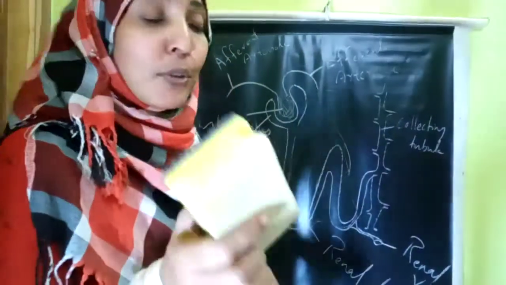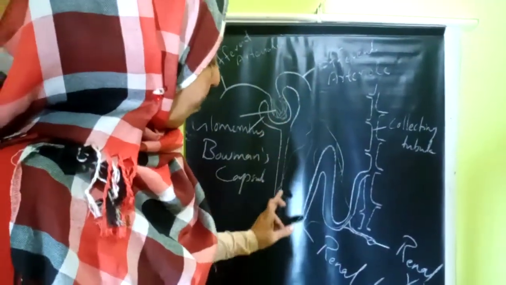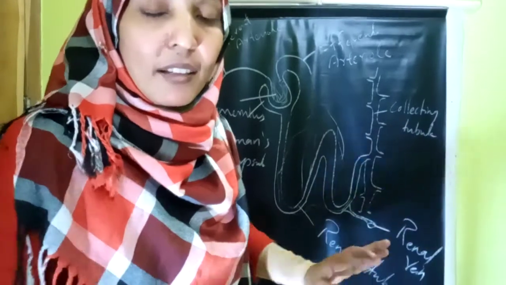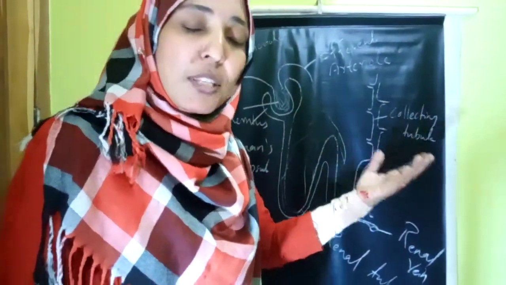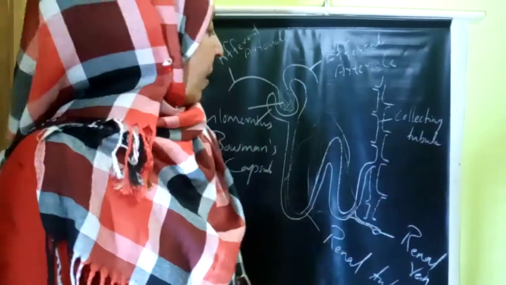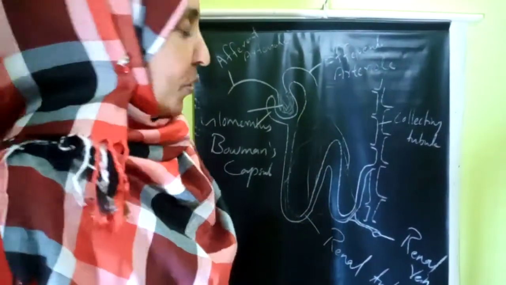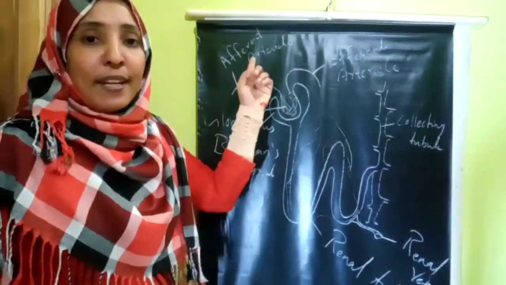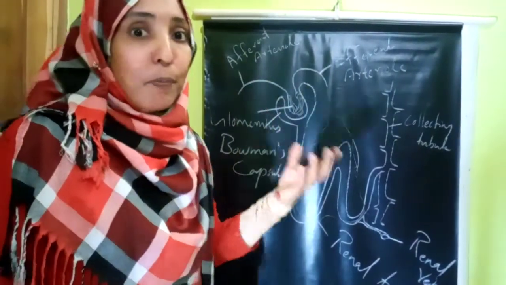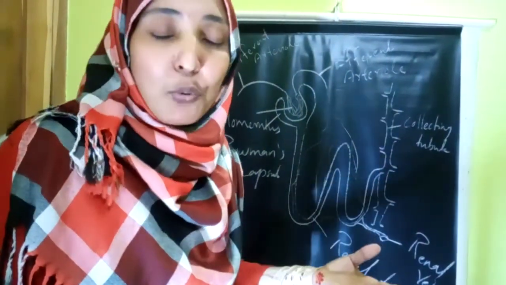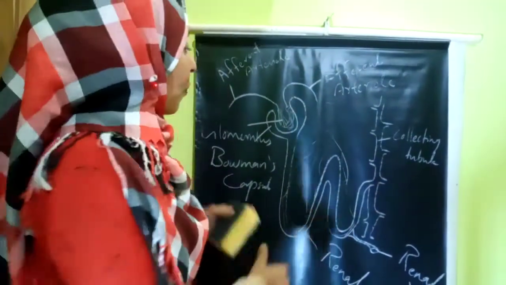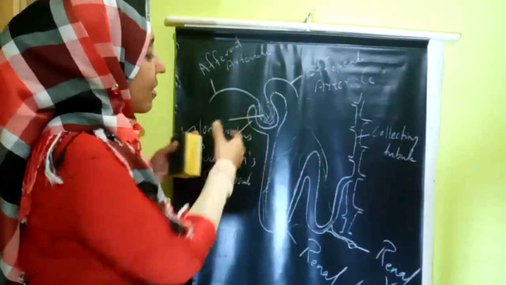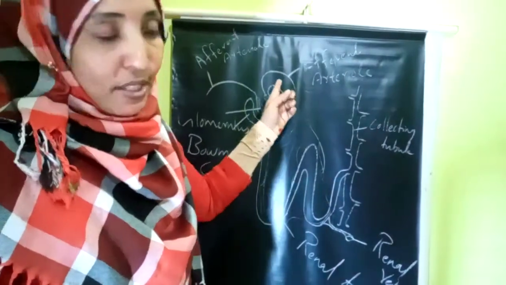So while you are drawing the nephron, you have to show the nephron in dark color and the blood supply in light color or by using any other colors. Then the process of filtration. The afferent arteriole takes the blood. What type of blood? The blood which contains all the useful and non-useful components, both harmful and useful components. Then this blood will pass through the glomerulus.